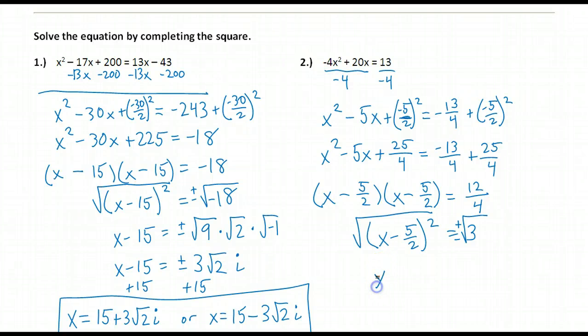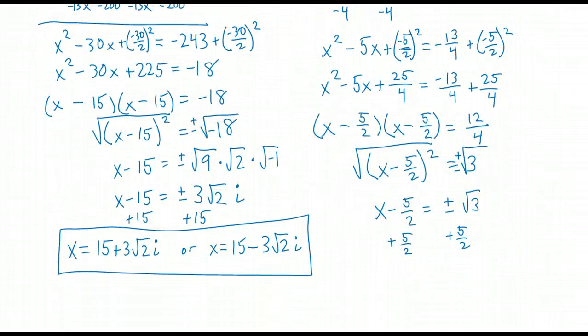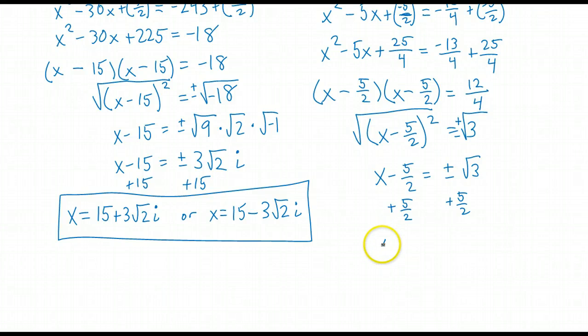X minus 5 halves equals plus or minus the square root of 3. Now I need to add 5 halves to both sides, and I get x equals 5 halves plus the square root of 3, or x equals 5 halves minus the square root of 3.